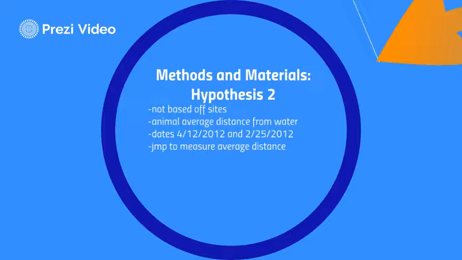And then our second hypothesis was that there would be more animals found during the wintertime than the summertime. We didn't base this one off of sites. We looked at all sites for this one and compared the data. And we chose the dates 4/12/2012 and 2/25/2012 because we wanted dates where the water wasn't completely frozen, but we did have those differences in high temperature from summer and winter because we didn't want to add any confounding variables to this experiment. And then we measured the animal's average distance from the water. We did use the JMP application to measure the average distance from the water.